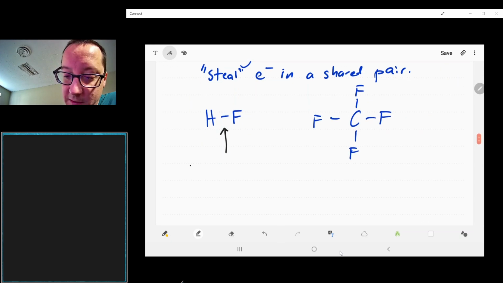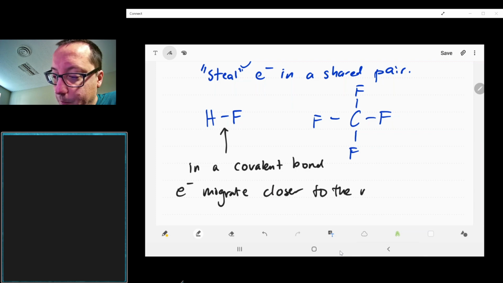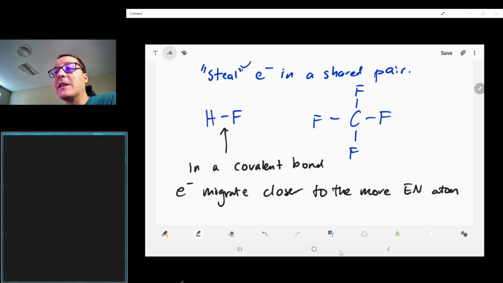So in this bond, electrons kind of migrate closer to the more electronegative atom. And this is kind of an on average thing. So electrons are always kind of just floating back and forth, but they're just going to spend more time at the more electronegative one. Because it's got a more positive nucleus, they're a bit more attracted to it. They're going to just spend a little bit more time there.